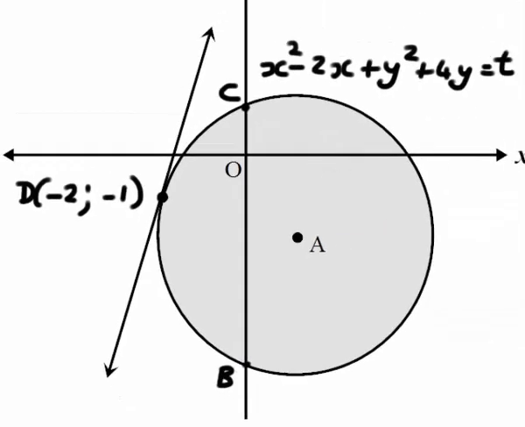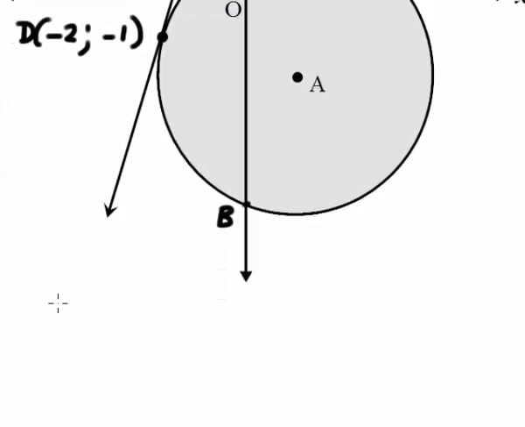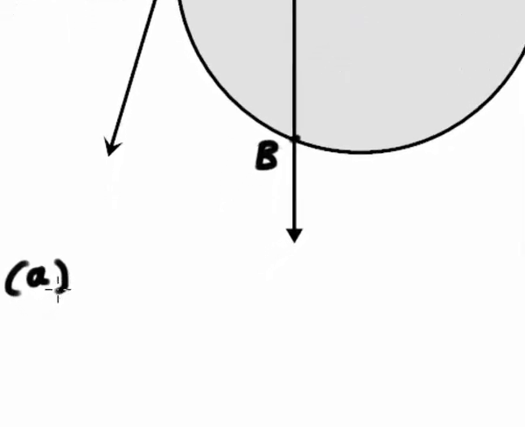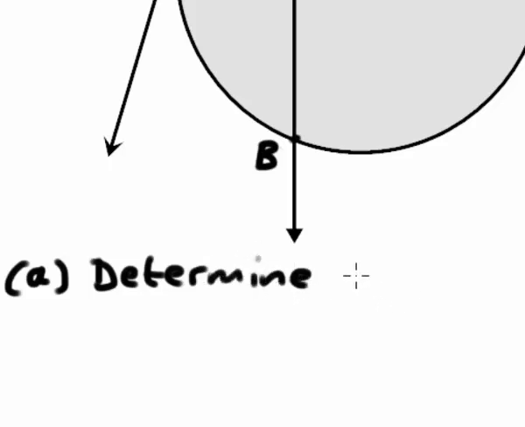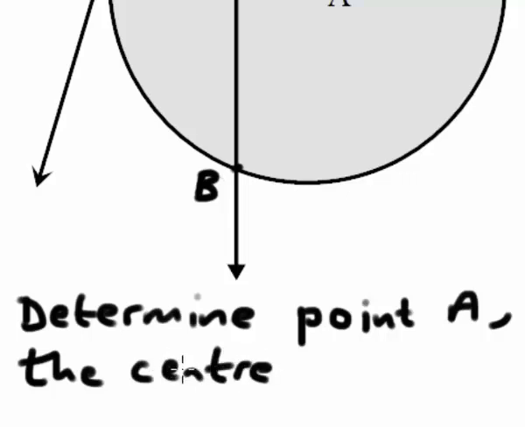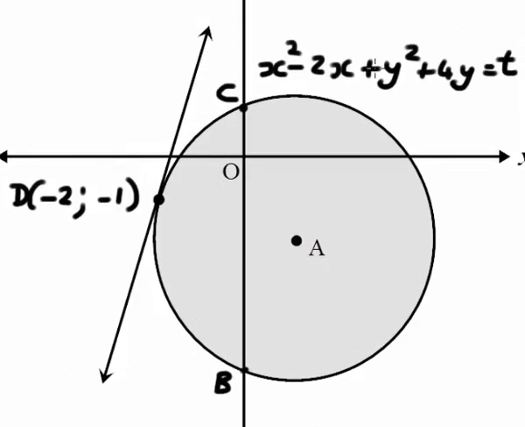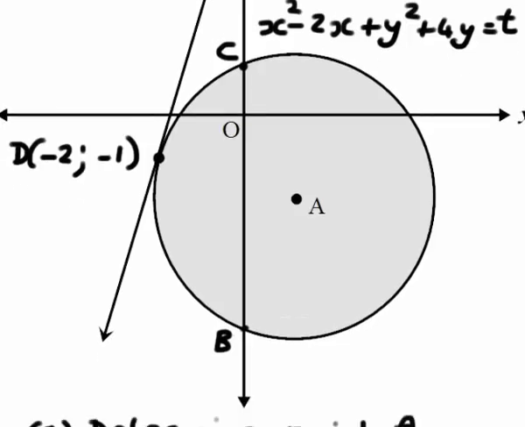Now, with this given information, the first question I want to discuss is: determine the coordinates of A, the center of the circle. How do we get the center of the circle? Well, we're going to have to complete the square on this equation. So let's rewrite that, and then we can easily determine the center.